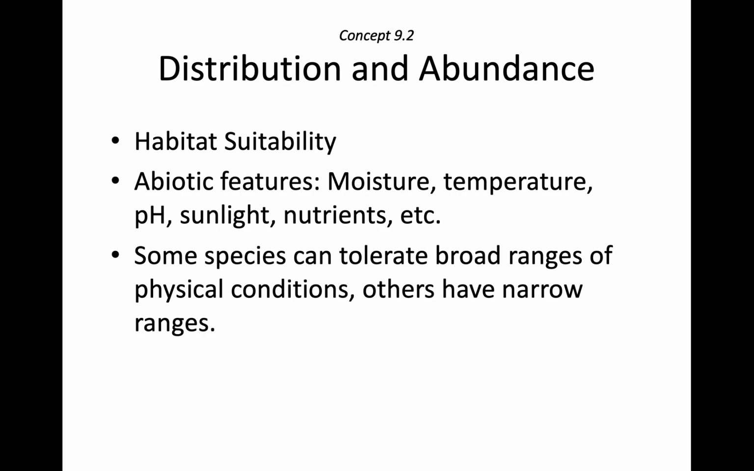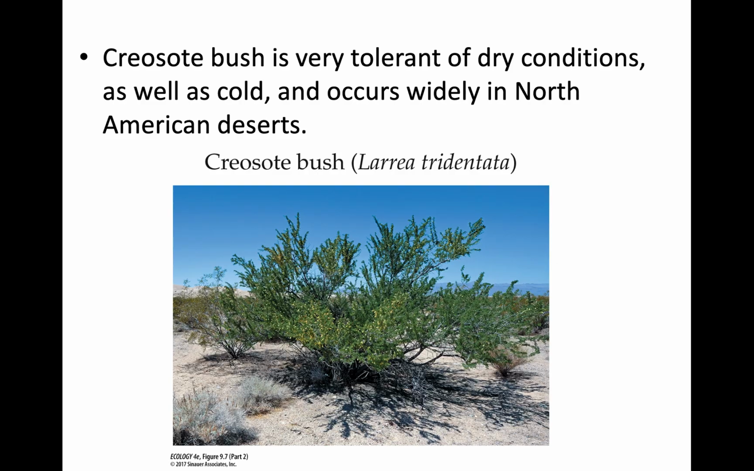Now, distribution and abundance depends directly on the suitability of the habitat to the organism in question. Some species require very, very specific habitat conditions in terms of abiotic features, like moisture, temperature, pH, which relate to sunlight, could be characteristics of the soil, like what nutrients and at what level the nutrients are at. And so some species are very specific. And some are more flexible and can survive over a broader range of characteristics. So this is also something that population ecologists investigate.